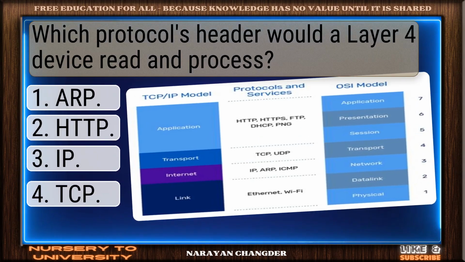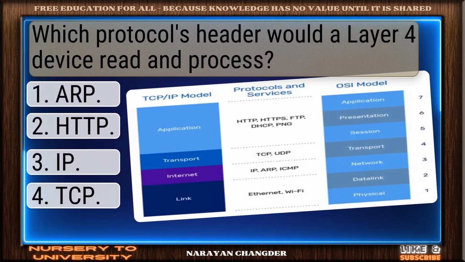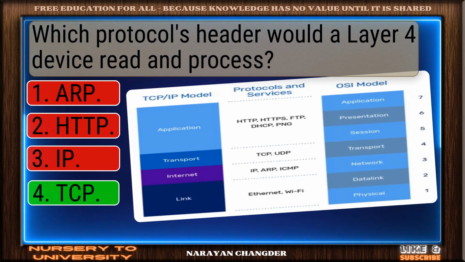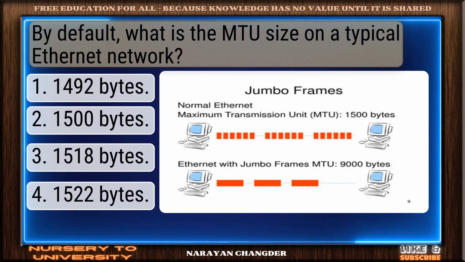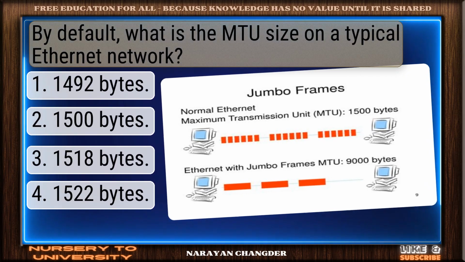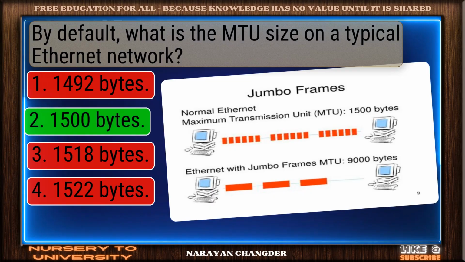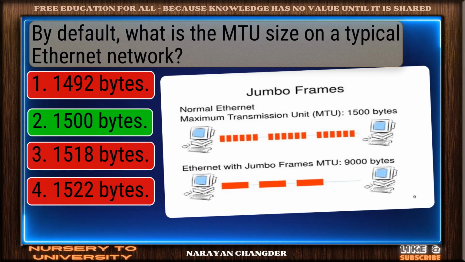Question number 3. Which protocol's header would a layer 4 device read and process? Valid point. TCP is true. Question number 4. By default, what is the MTU size on a typical Ethernet network? Correct response. 1500 bytes is the most accurate answer.